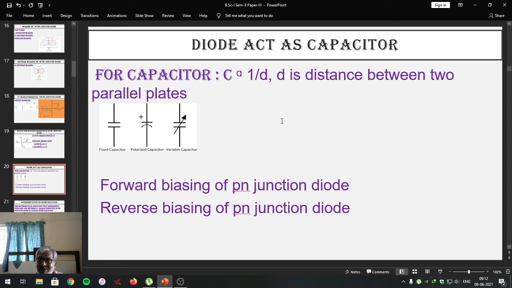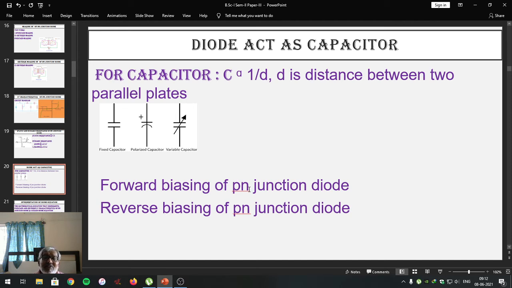In short, again I will repeat, a capacitor is formed by using two parallel plates separated by a certain distance d. If the distance between the two parallel plates is more, the value of the capacitor is less. If the distance between the two parallel plates is less, the value of the capacitor is more. That is, capacitance is inversely proportional to the distance between the two parallel plates. By knowing this aspect of the capacitor, let me go to the p-n junction diode, which we already studied.